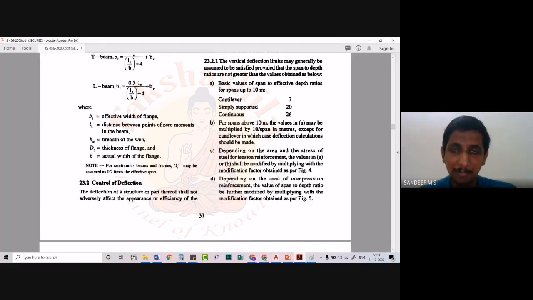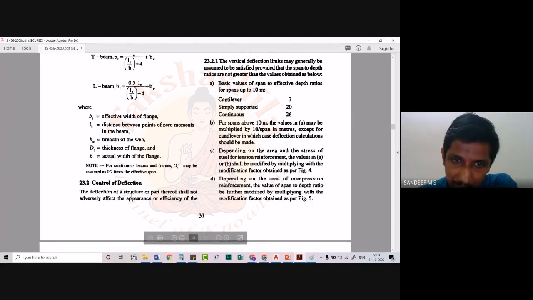So again, I am repeating, when you design a beam and finalize the dimensions, if you follow some conditions, the deflection criteria will be automatically satisfied. So for that, what are the conditions? That is what is given in this clause. Okay, so let's go through that.